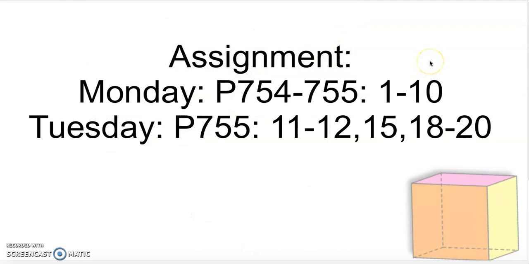All right, so that brings us to our assignment. For Monday, I want you to do page 754 to 755, just problems 1 through 10. Hold on to them, don't send them to me. Wait until Tuesday when you do questions 11 and 12 and 15, and then 18 through 20. And when you're done with Tuesday's assignment, then send both of those assignments to me in an email.